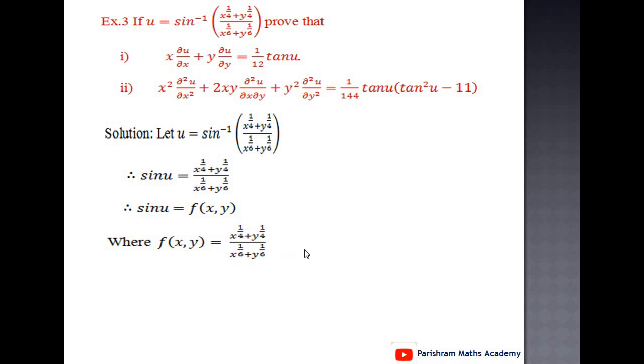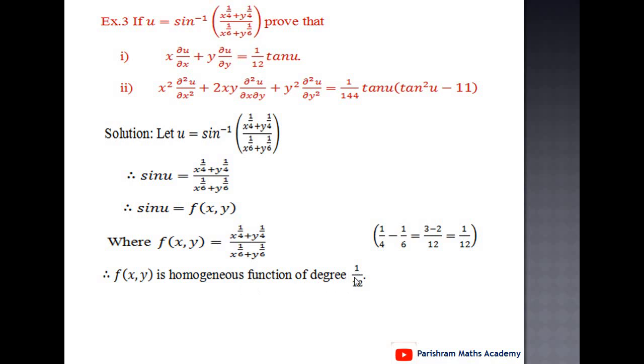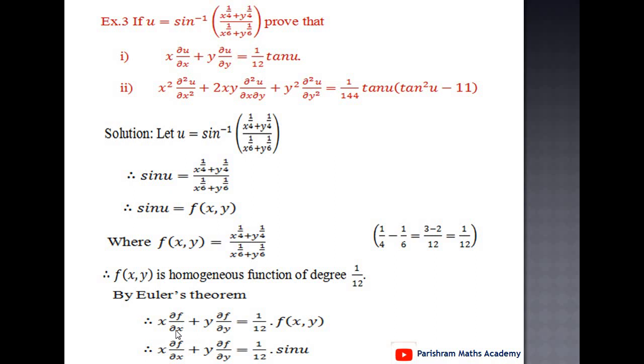Here the degree of the numerator is 1 upon 4, the degree of the denominator is 1 upon 6, and therefore 1/4 minus 1/6, LCM is 12, numerator is 3 minus 2, and therefore 3 minus 2 upon 12, which equals 1 upon 12. It means f of x, y is a homogeneous function of degree 1/12. And therefore by Euler's theorem, x ∂f/∂x plus y ∂f/∂y equals 1/12 times f of x, y. But here f of x, y is nothing but sine of u.